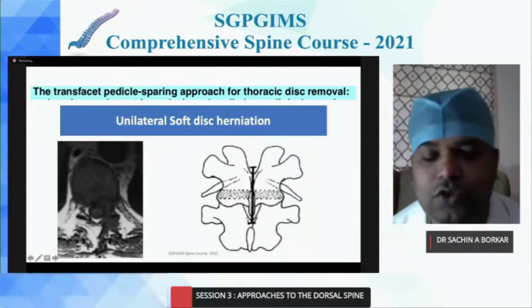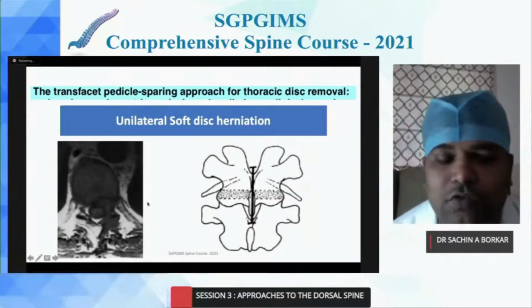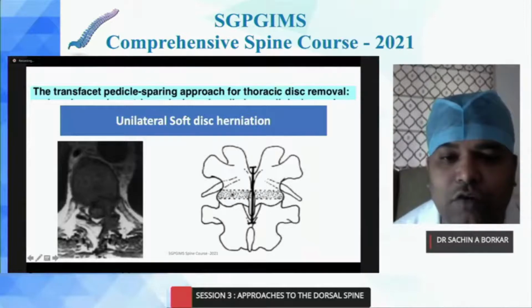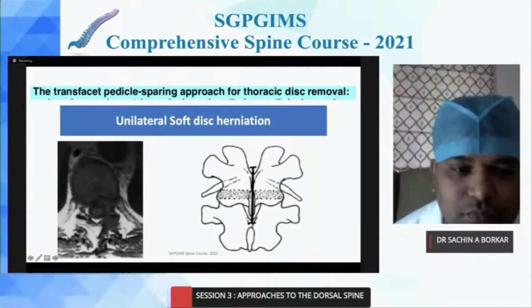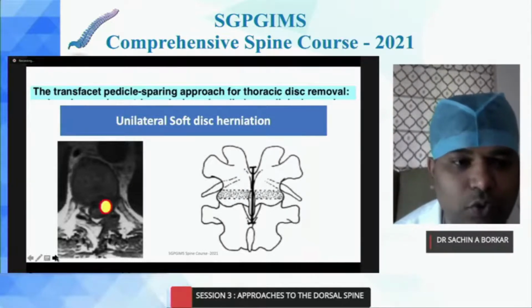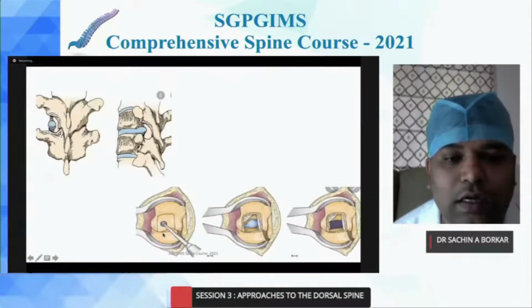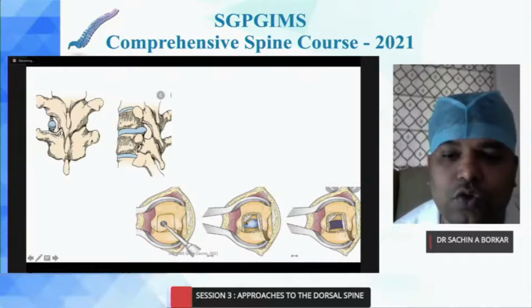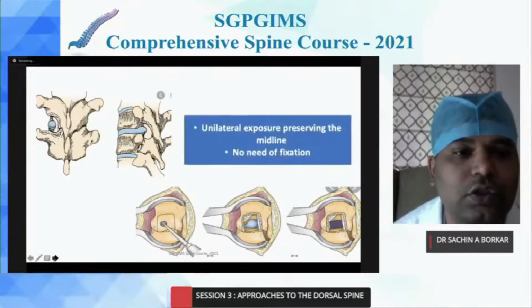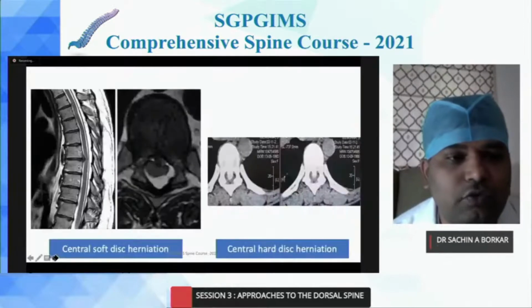With CT there is no calcification. On MRI there is a soft disc, unilateral. Then you may go ahead with this approach. So this is what I just described: you just remove this inferior articular process, do a fenestration, and you're actually over the herniated disc. So no need of fixation.